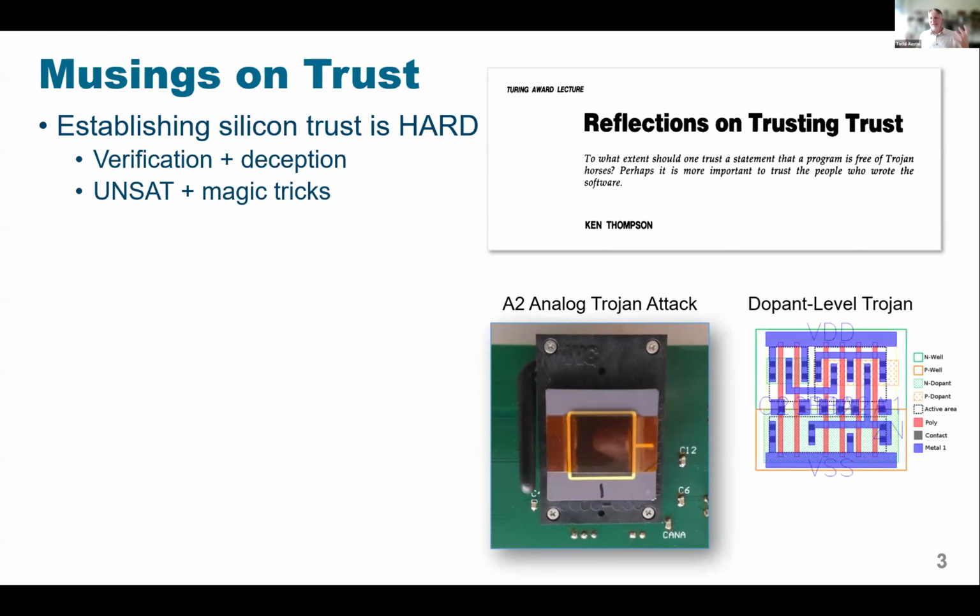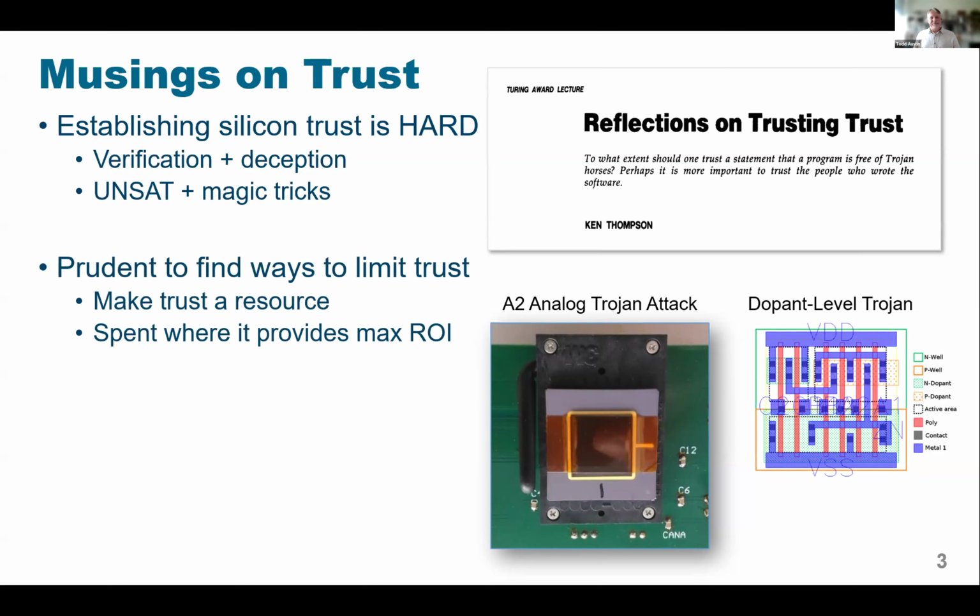And then another one I really love is the dopant Trojan by Wayne Burleson at UMass. This is a Trojan where you manipulate the dopant on one transistor. You can't even see this. You can only chemically detect this Trojan. And you manipulate the dopant on this one transistor, and all of a sudden the random number generator fails.